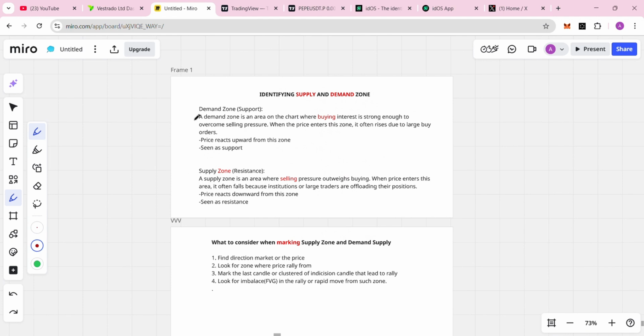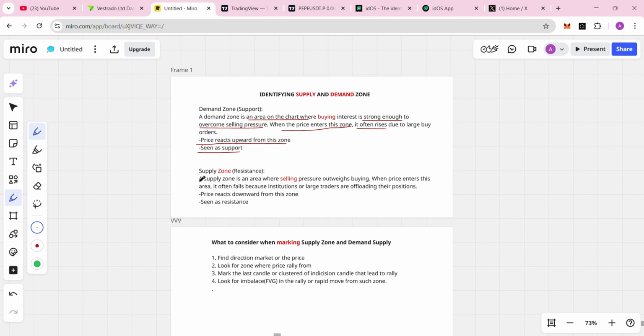So what is actually a demand zone? A demand zone is an area on the chart where buying interest is strong enough to overcome selling pressure. When price enters this zone, it is often expected to rise. You understand? Price reacts upward from this zone, seen as the support.